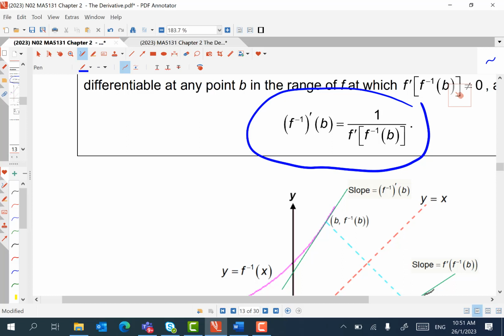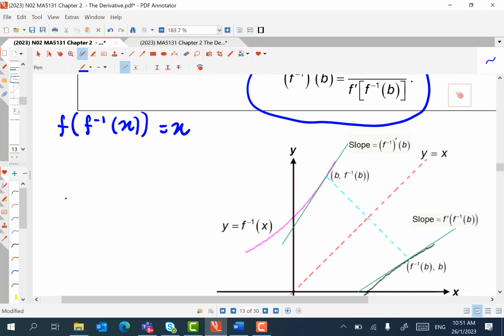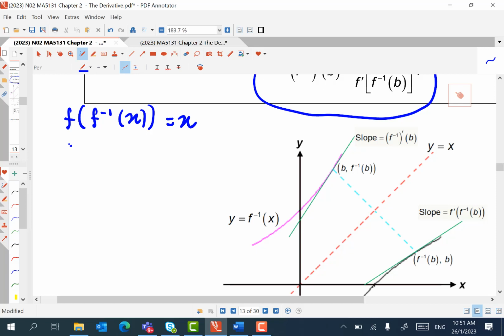To start off with, do you agree? We learned this, right? Now you differentiate this whole sentence with respect to x.